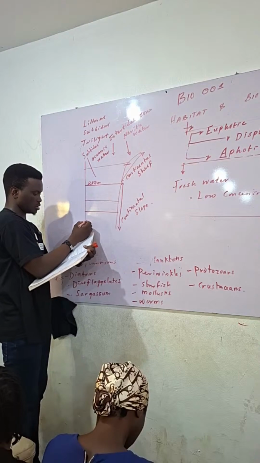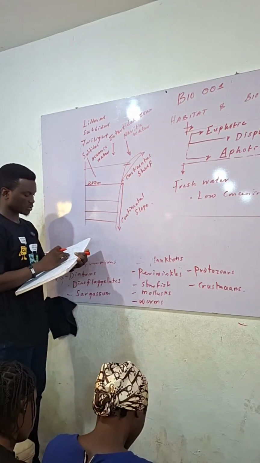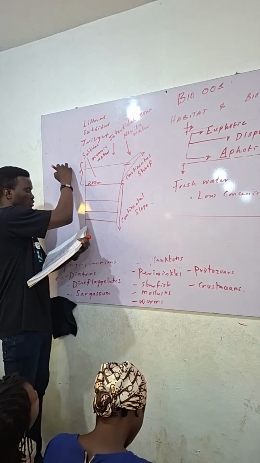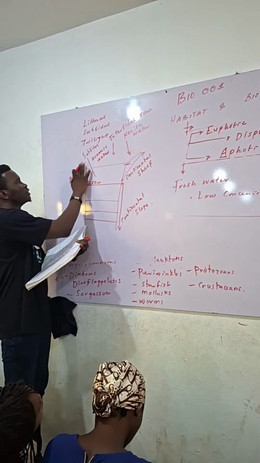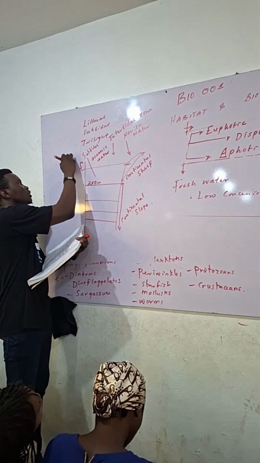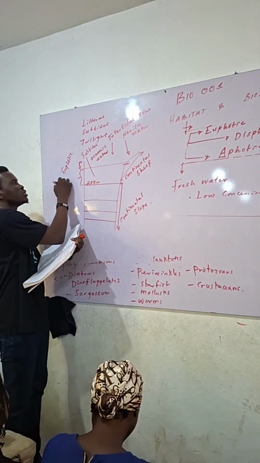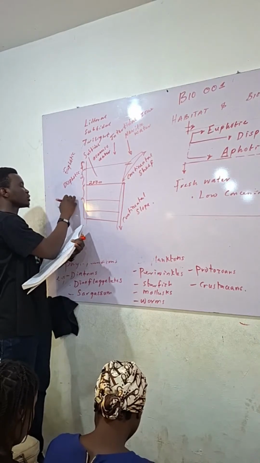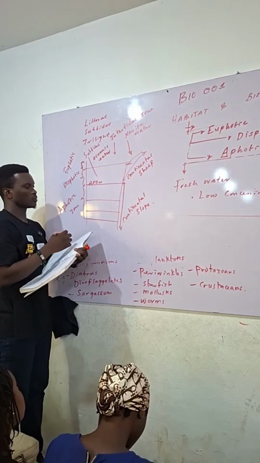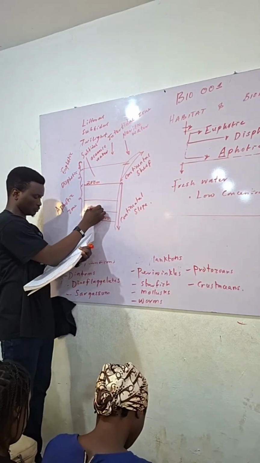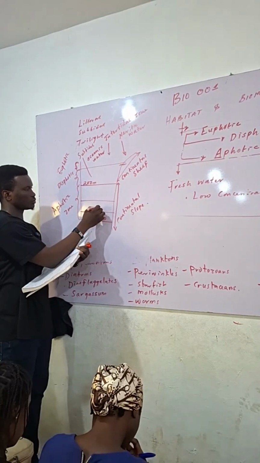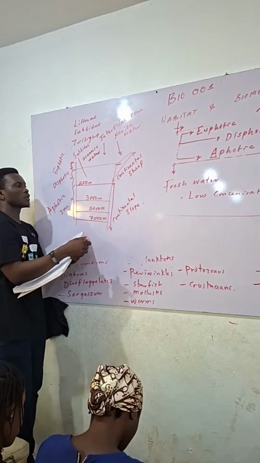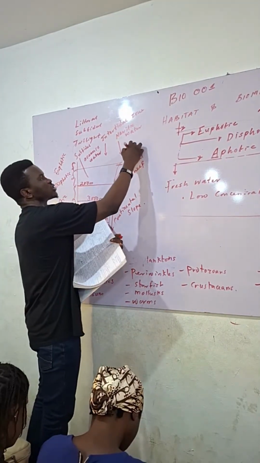Then you have the next one, and the ones above 7,000. From this place to the 200 is around your euphotic zone, where you have light. Then from here to here will be your dysphotic zone. Then the rest will be your aphotic zone. So this area will be your splash zone.